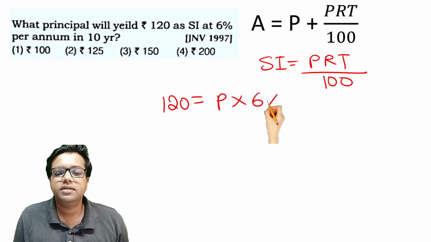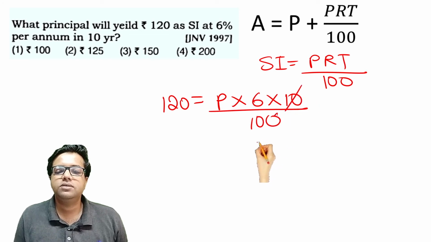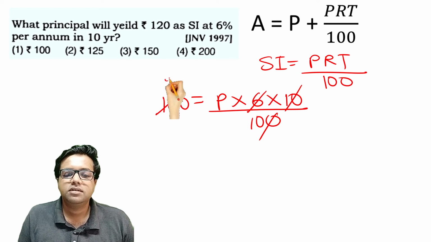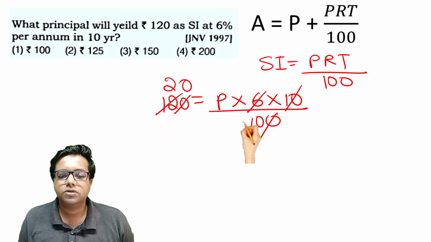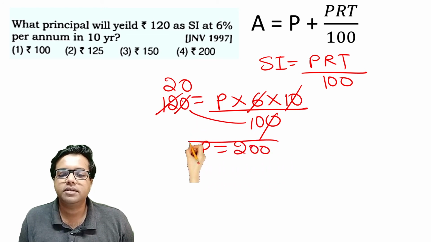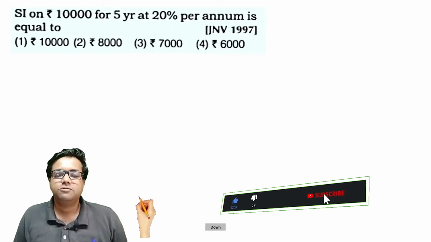We are also given the interest rate for 10 years. So we will divide it by 100. This 0 goes away, right? So 6 1s are 6, 6 2s are 12, 6 zeros are 0. Okay, so 20 into 10, therefore principal is equal to 200. Option 4 is the right answer for this question.